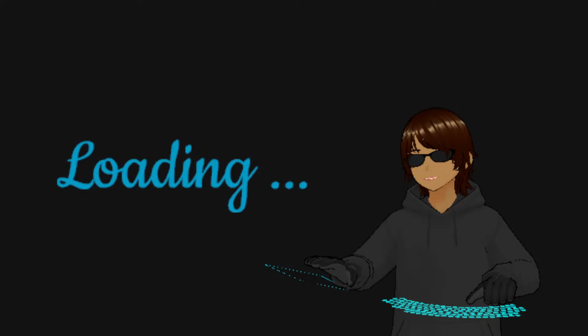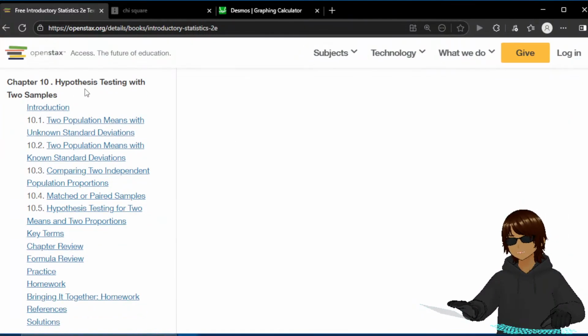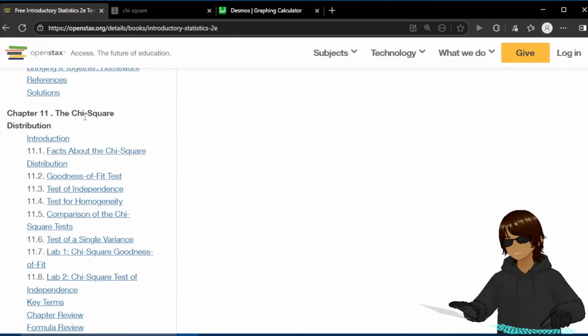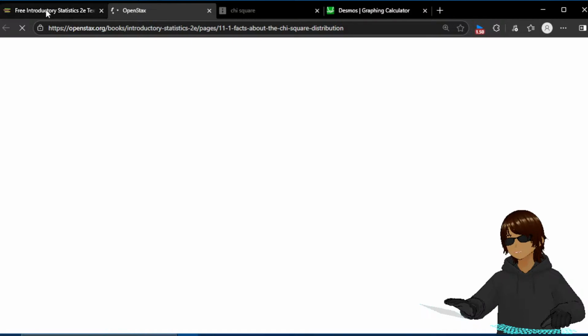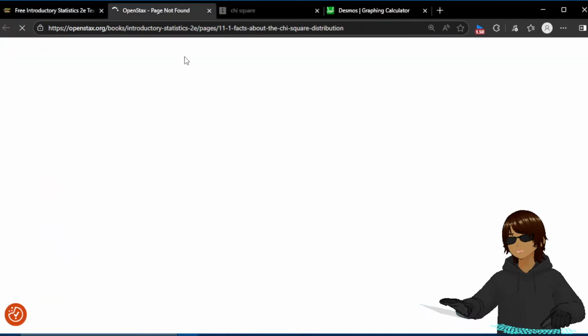Alright, so I'm going to be reading the statistics book again. Last stream, I was trying to learn this chapter, hypothesis testing with two samples. I do not understand how they were calculating the p-values. I need more practice with this chapter, but anyways, I will start studying the next chapter, the chi-square distribution. I've never read anything about this. Well, I've read about this a few times before, but I don't remember anything.